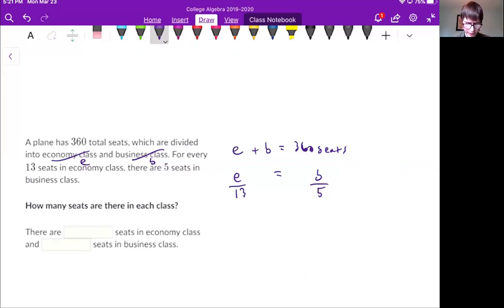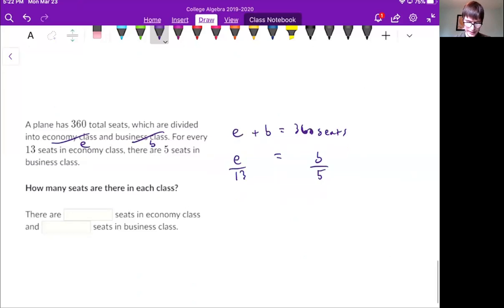Okay, so that was a bit difficult, but that's what we can do. We can divide each side by its number to get the same thing, because that just shows how many copies of economy and business class we have. So E divided by 13 equals B divided by 5. That's a tough thing to build, but once we've got that, it should really help us. Now we've got E divided by 13 equals B divided by 5, and E plus B equals 360 seats.